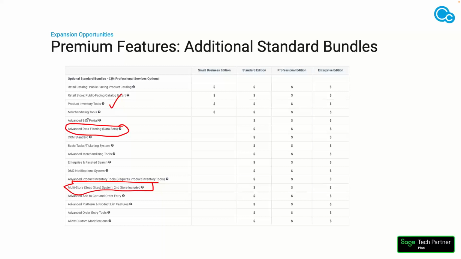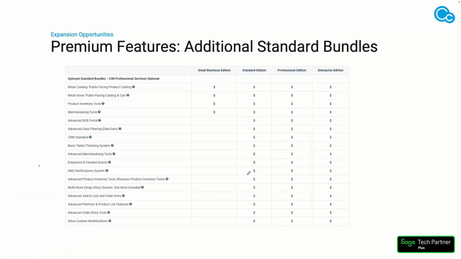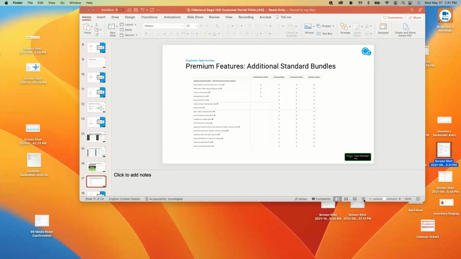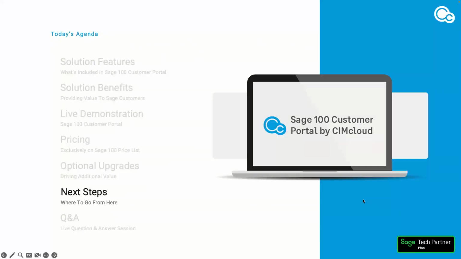So really the methodology here at CIMcloud is start with a very minimal set of requirements, limit your overhead in the project, make sure you get live quickly, you get ROI and adoption from the platform, and then scale it out to fit your business as needed. So that would be one example of the add-on bundles that are available for you.